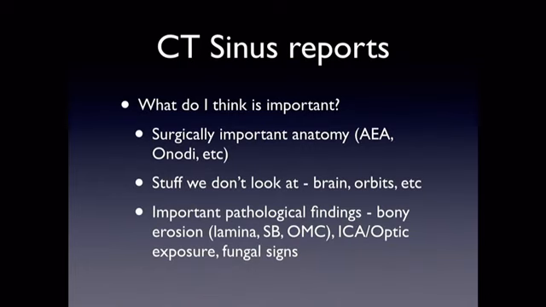As an example, my younger brother had an Onodi cell bilaterally and bilateral anterior ethmoidal arteries on mesenteries, and he had surgery done by one of my friends. And so I made him write on his head, don't forget the Onodi cell, just in case, because it's so important, it's very easy to miss. We don't look at the other stuff. I really only look at the sinuses. So you guys need to check those other things for us, and those other pathological findings, as we said.